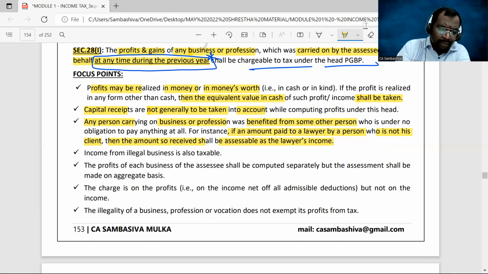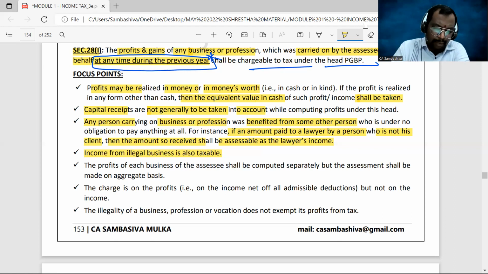Next, income from illegal business is also equally taxable. Illegal income is taxable equal to legal income. The income tax department is least bothered about the legality of income. How you have earned is the least concern of the income tax department. Whether you are possessing any income or not, that is what ultimately matters to the income tax department. Whether you are doing smuggling, whether you are earning this income by selling drugs, that is the duty of the other departments, not the duty of the income tax department.